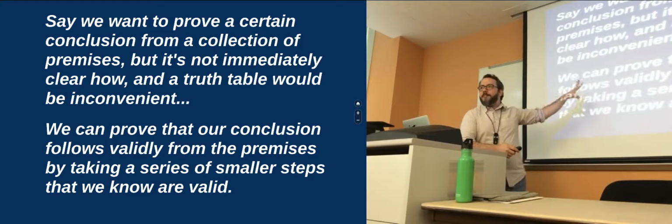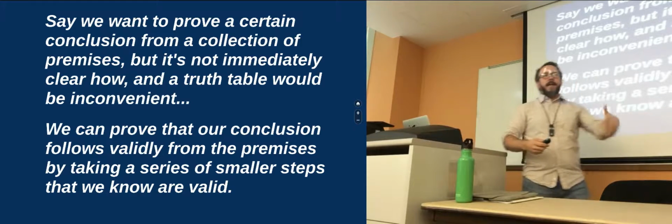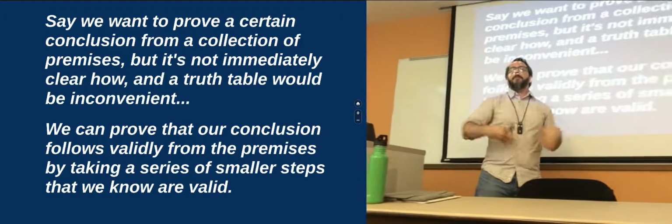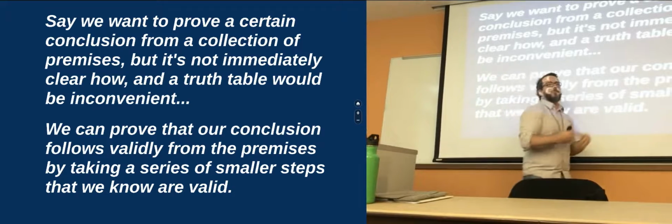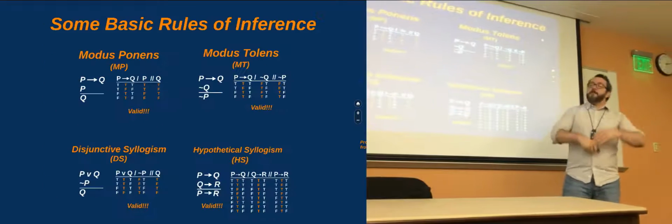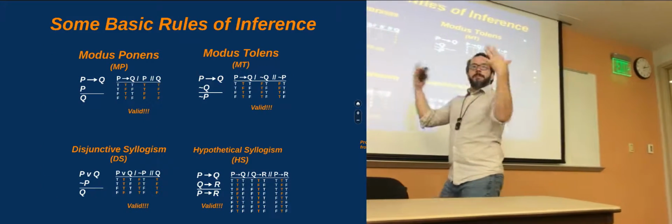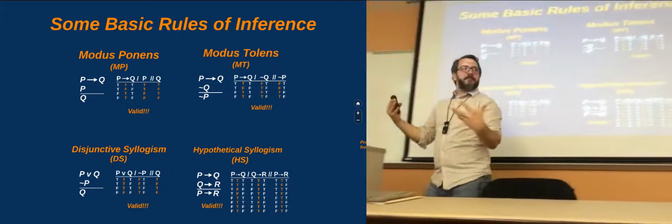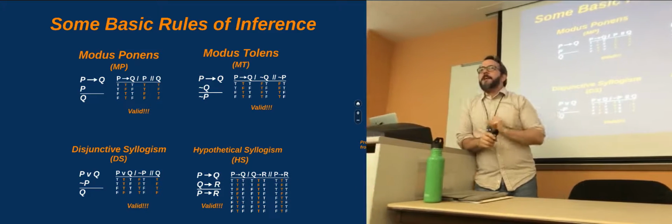Okay, so this is the basic idea behind natural deduction. We're breaking up our progression from premises to conclusion into a bunch of discrete steps, each of which needs to be valid. So the way that we do this is we build up a library of valid steps, things that we know, like every time I do this, it's going to be okay.